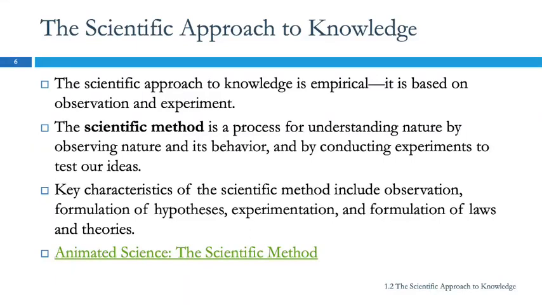So the scientific way to acquire knowledge is empirical. That means it's based on observation and experiment, as opposed to philosophy, which is thinking about stuff. So the scientific method is a process for understanding nature by observing it and conducting experiments. And the key characteristics of that include observation, formulation of hypotheses, experimentation, and formulation of laws and theories.